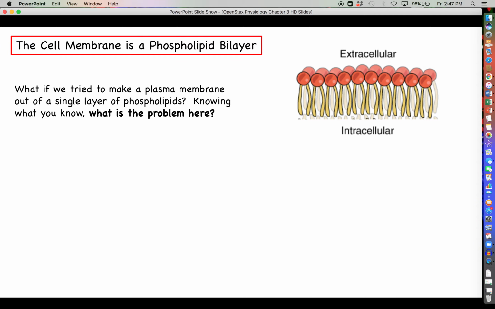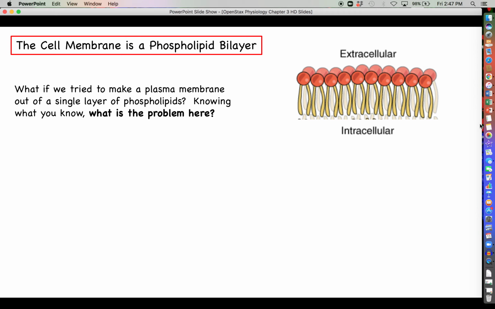Okay, so let's try one way of making a plasma membrane. Let's just take a single layer of phospholipids and just stick them together like what you see here. Okay, so what's the problem here? You've got these heads pointed out towards the extracellular fluid, and you've got the tails pointed down towards the intracellular fluid. What's the problem with that? Well, if you have been paying attention up until this point, you know that these red heads here are hydrophilic. That is where you find the polar heads. So they're going to be perfectly happy. They're up here interacting with all of the water that is in the extracellular fluid outside the cell.